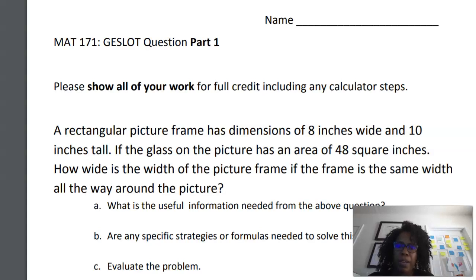We have a rectangular picture frame with dimensions of 8 inches wide and 10 inches tall. If the glass on the picture has an area of 48 inches squared, how wide is the width of the picture frame if the frame is the same width all the way around the picture? So let's chat about this. I'm going to move this off the screen so I can write.